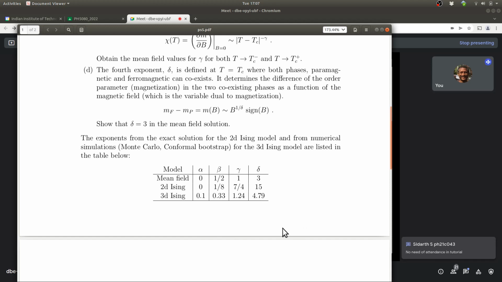Okay, so the first thing to notice here is that there is a dimensionality dependence on alpha, beta, gamma, and delta. When we did our mean field solution, I actually didn't mention the 1D Ising model. We will do the exact solution in the lecture tomorrow, and there will be no phase transition really. That will happen at t equal to 0. That's not a phase transition, so the critical temperature is 0.